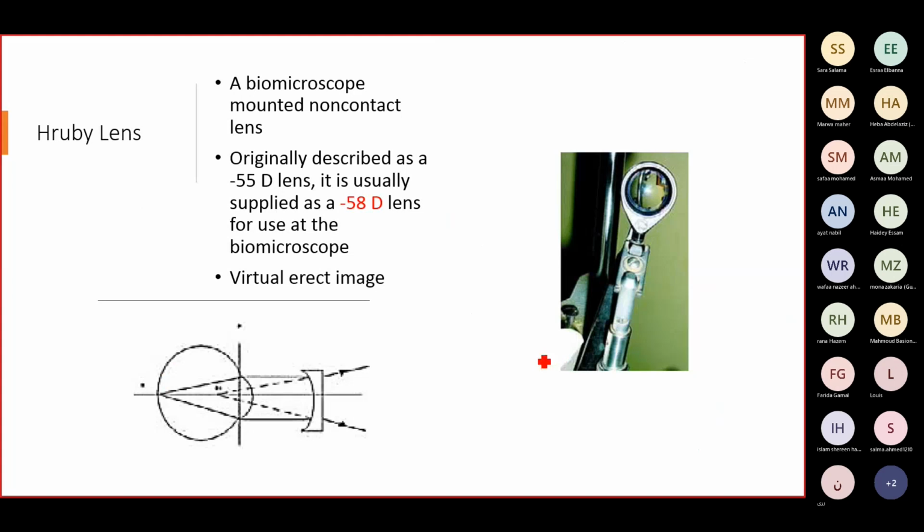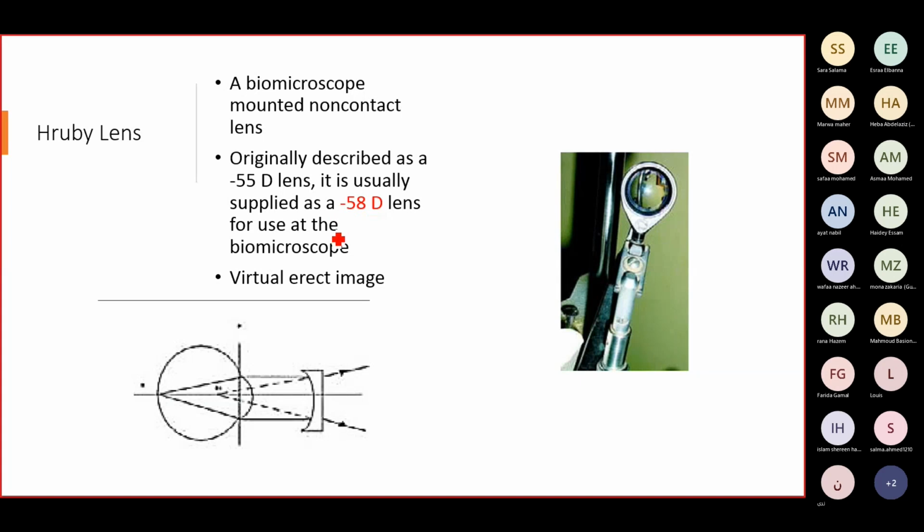So we can use different lenses to examine the back of the eye. One of them is called the ruby lens. This is called the ruby lens, okay? It's a biomicroscope mounted, so you don't hold it on hand. It's mounted on the microscope, on the slit lamp, as we will see in the next slide. And it's a non-contact lens. It's not supposed to touch the eye. It's either minus 55 diopter lens or minus 58 diopter lens.